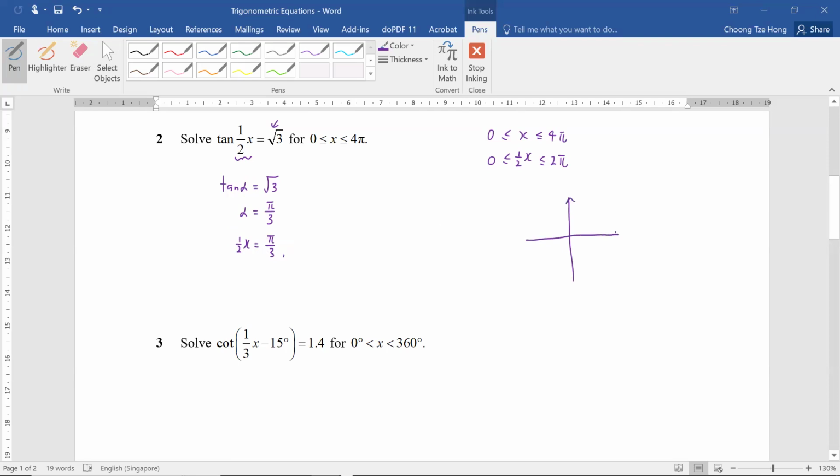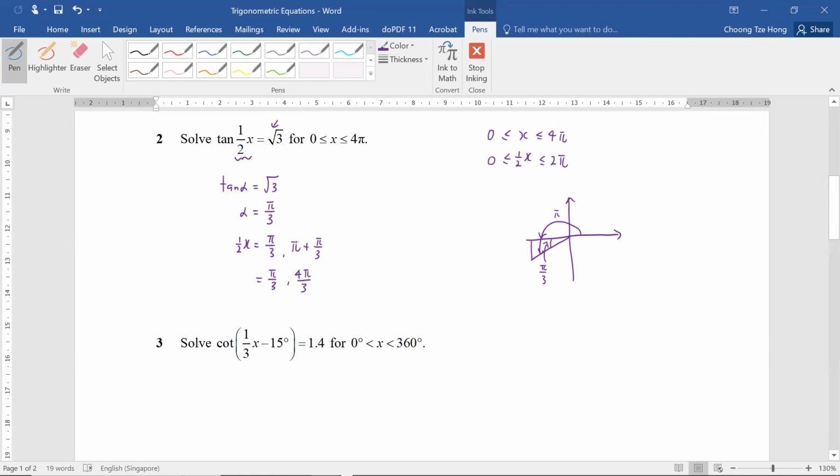Okay, so the basic angle is over here in the third quadrant. This one would be pi over 3. So the third quadrant will be over here, so pi plus pi over 3. From here to here will be pi. Then you add another pi over 3. So pi plus pi over 3. Right, so here will be pi over 3, and then over here will be 4 pi over 3.